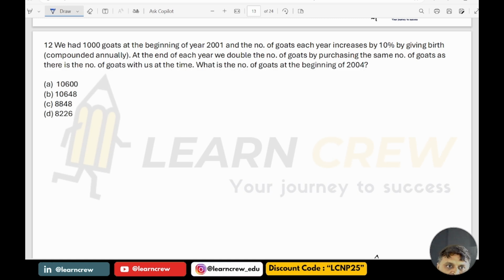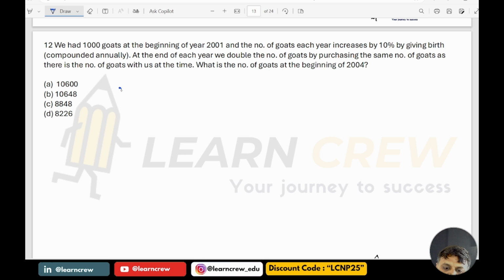We had 1,000 goats at the beginning of the year 2001, and the goats each year increase by 10% by giving birth, compounded annually. At the end of each year, we double the number of goats by purchasing the same number of goats as there are with us at that time. What is the number of goats at the beginning of 2004?